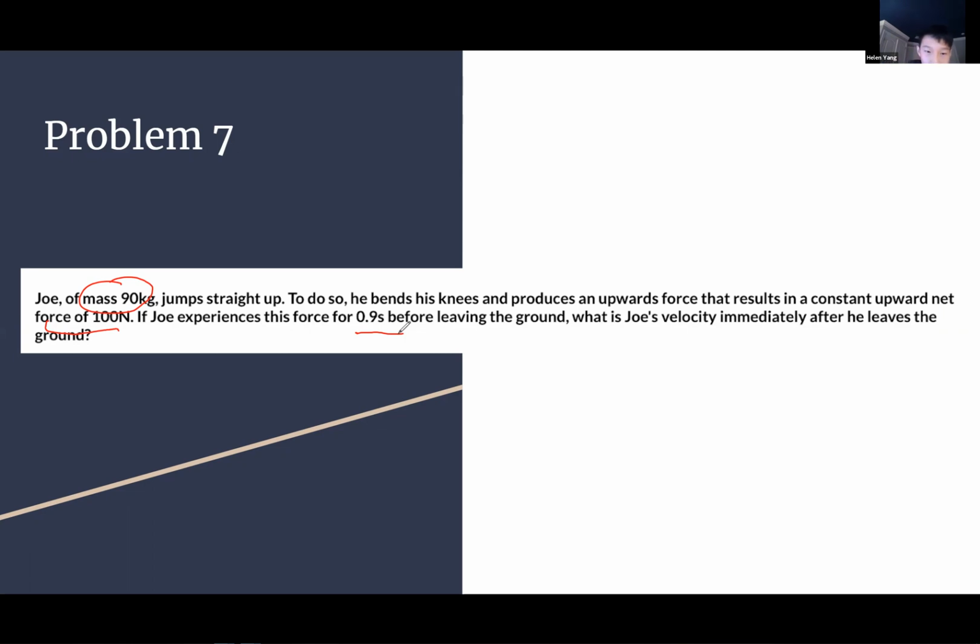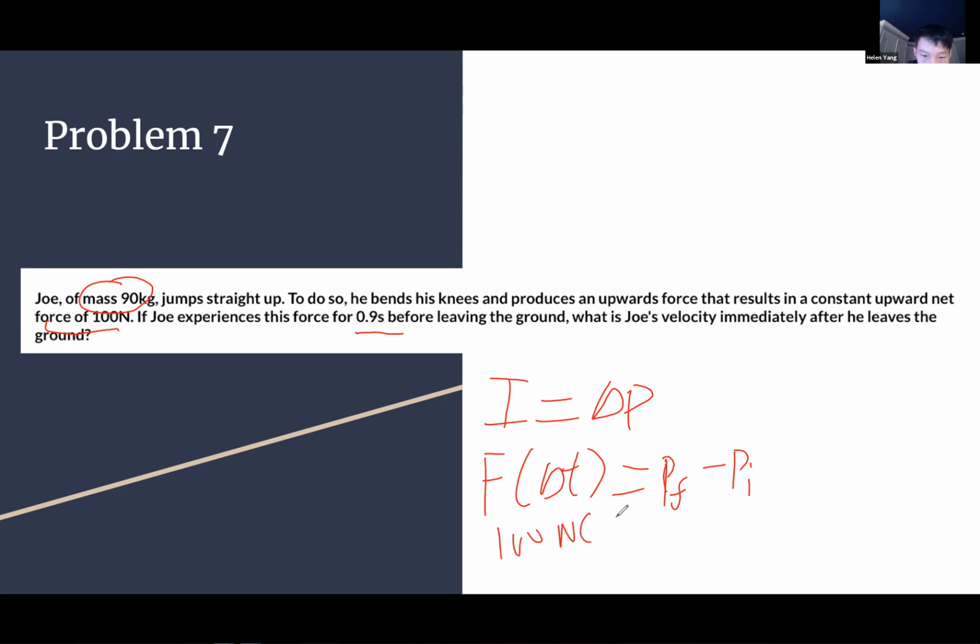So, you're given the mass, force, and time. So you already know that you can use the impulse momentum theorem. So it would be force times the time equals the final momentum minus the initial momentum. And the force is equal to 100 newtons and the time is 0.9 seconds.